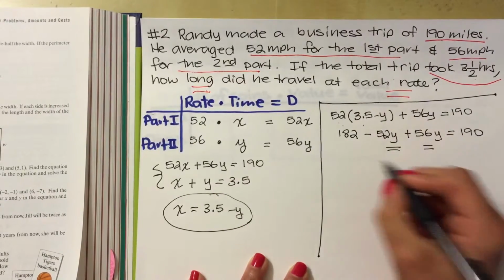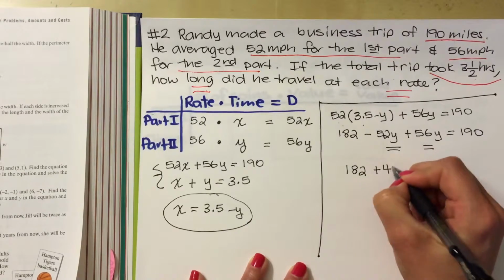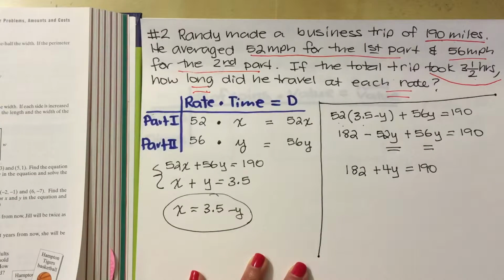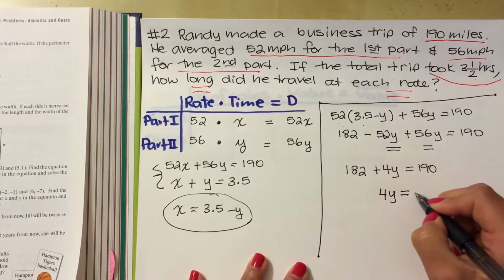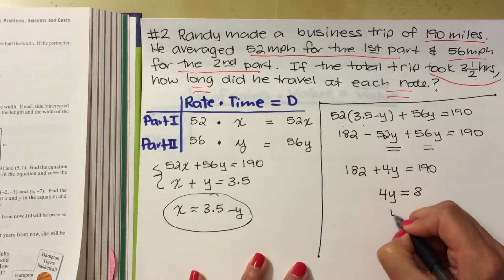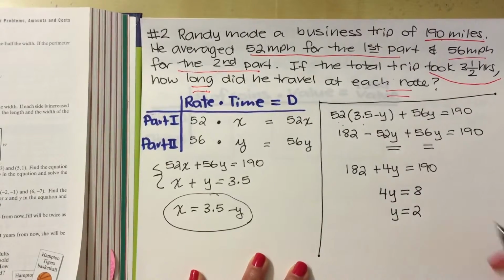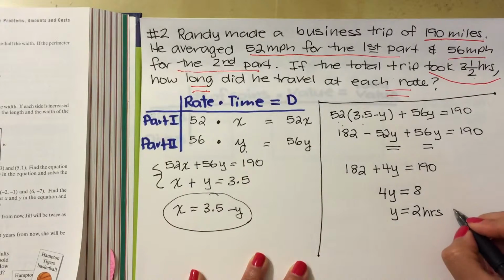Combine like terms, 182 plus 4y is equal to 190. Subtract 182 from both sides. 4y is equal to 8. Divide by 4. y is 2. Okay, so 2 what? It is 2 hours, and this is for, look back at the table, part 2. So this is the time for part 2.